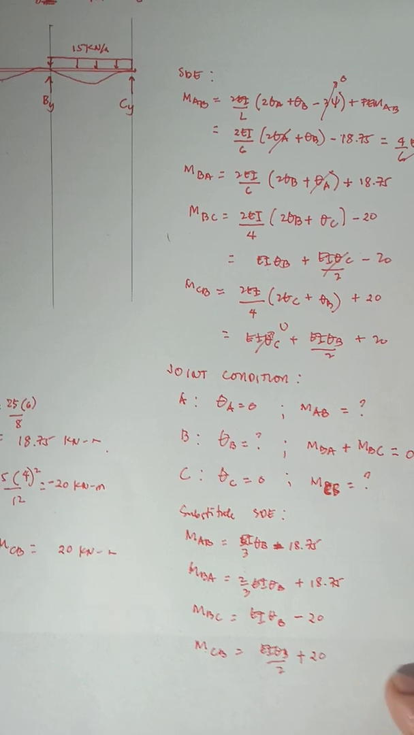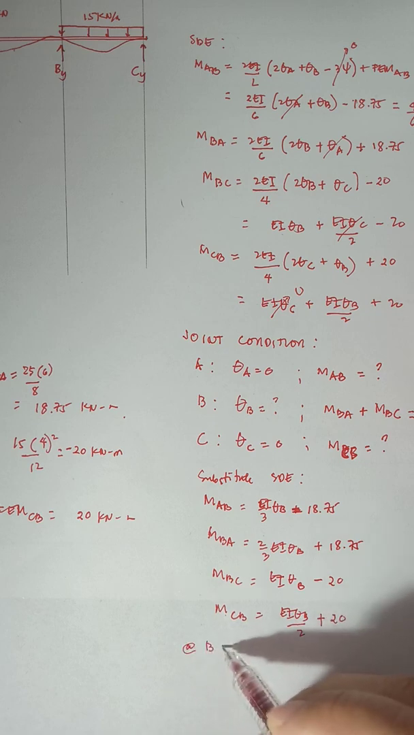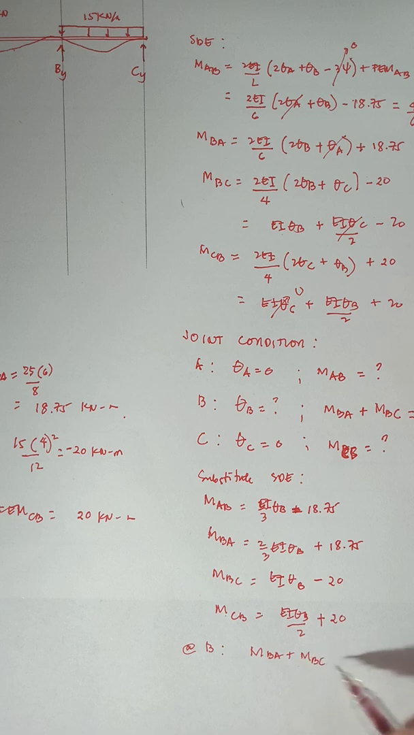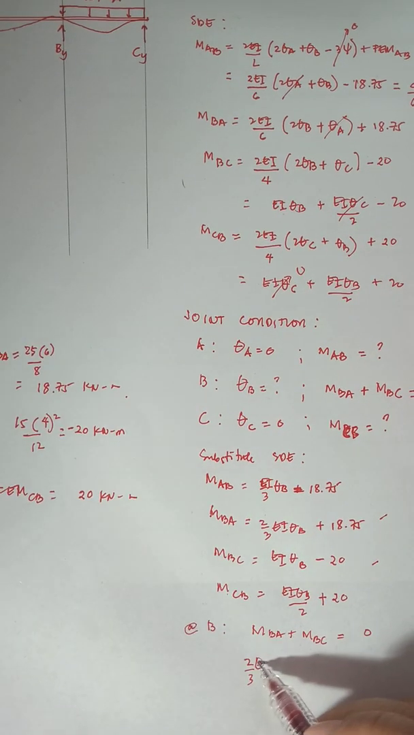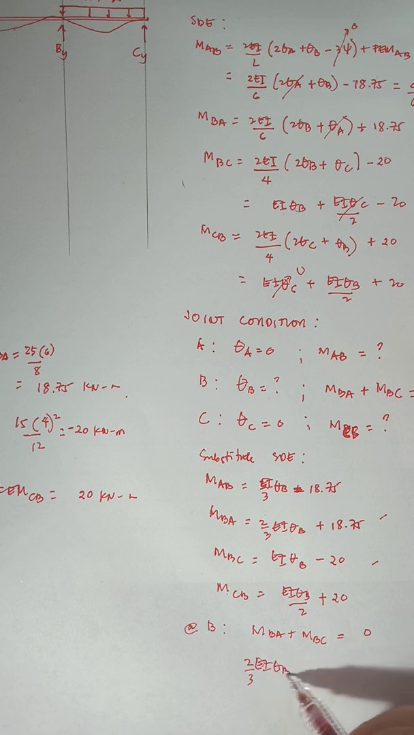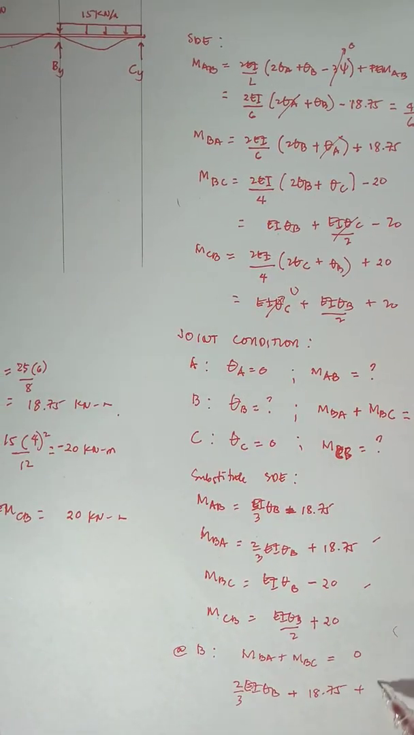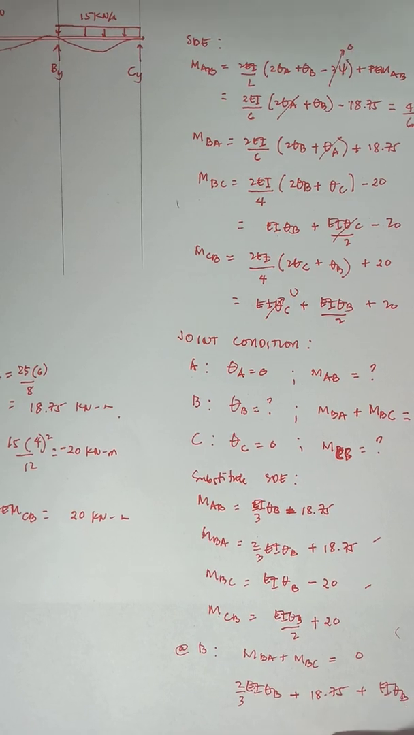Okay. So, at joint condition B, diba ingon man ta nga MBA plus MBC equals 0. So, i-add nimo ning MBA ug MBC. So, we have 2/3 EI theta B plus 18.75 plus MBC, EI theta B minus 20 equals 0. Okay?